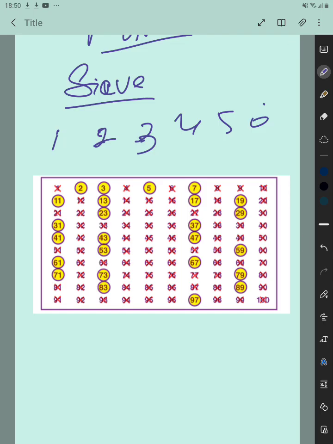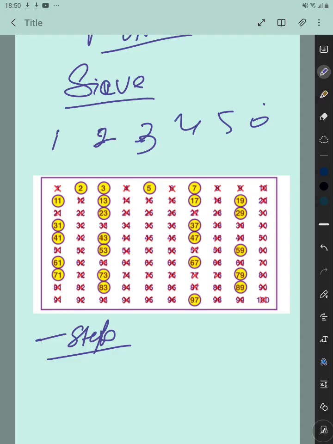So what they have said is that first of all we need to cross out one. Composite numbers we will cross out, and the prime numbers we will circle. So we will start with one. Step one: we will cross out one.